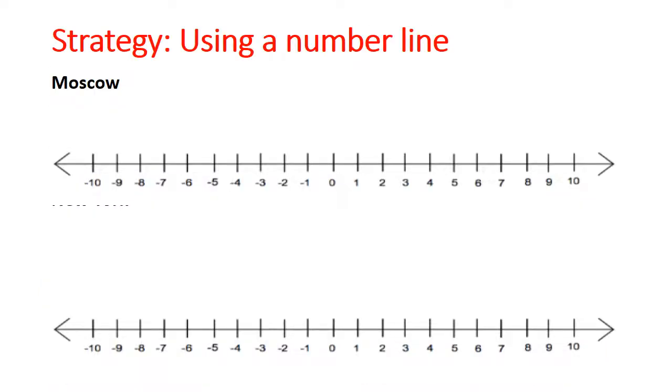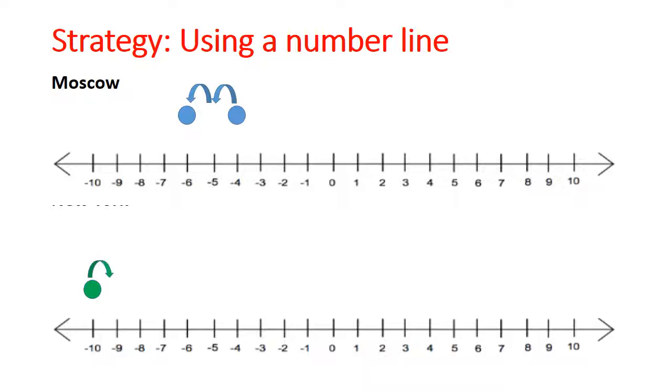So if we're looking at this here, we're looking at the starting temperature of Moscow, and that's at -4 degrees Celsius. And the strategy we're using here is using a number line. So our starting temperature is -4 degrees Celsius. And then our temperature moves, it gets 2 degrees colder, or the temperature drops 2 degrees. So it moves from -4 degrees down to -6 degrees Celsius.